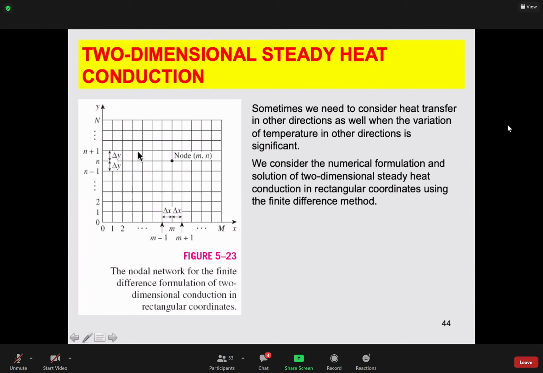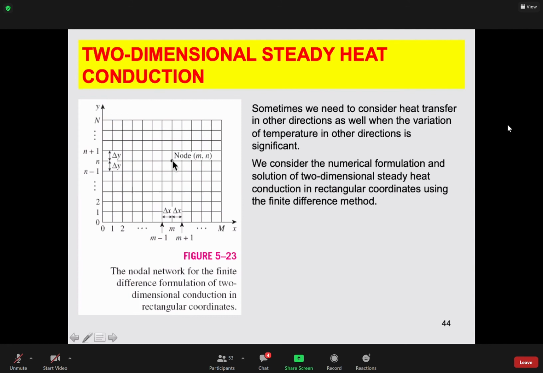This could be 5, this could be 6, could be 10, this could be 20. Okay, therefore each node here is represented by two notations: m representing x direction and n representing y direction. Therefore here is the temperature at node mn. Okay, therefore here is mn, and here is m minus 1, and so on. Here becomes m minus 1, here becomes m plus 1. Therefore here represents this one, and here is down, here is n minus 1, and here is n plus 1.